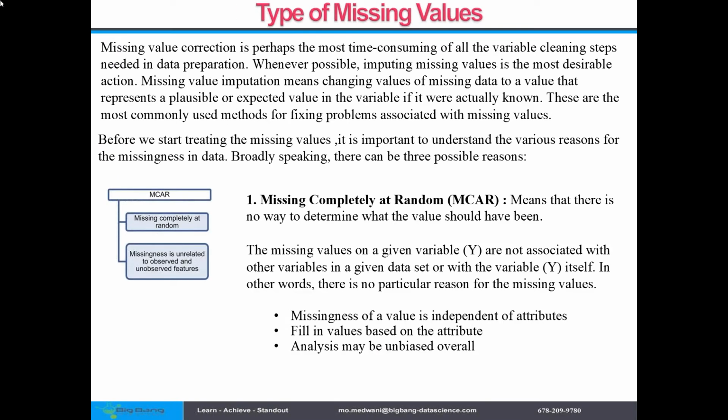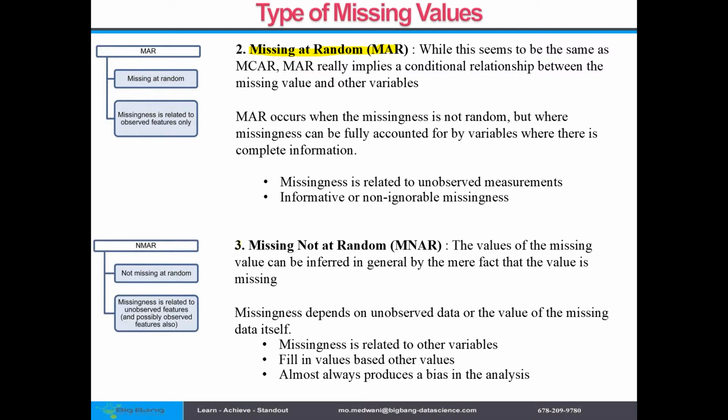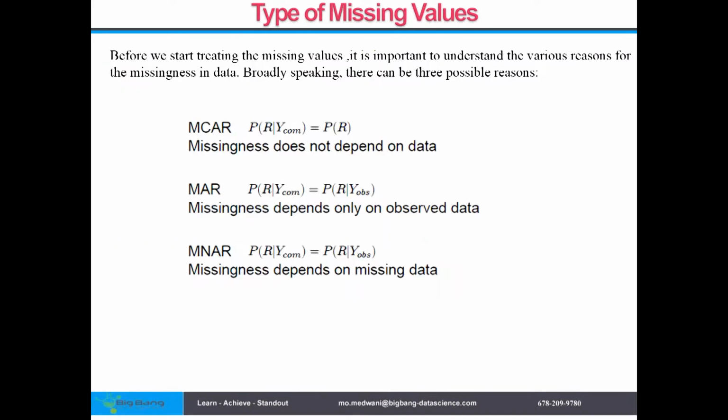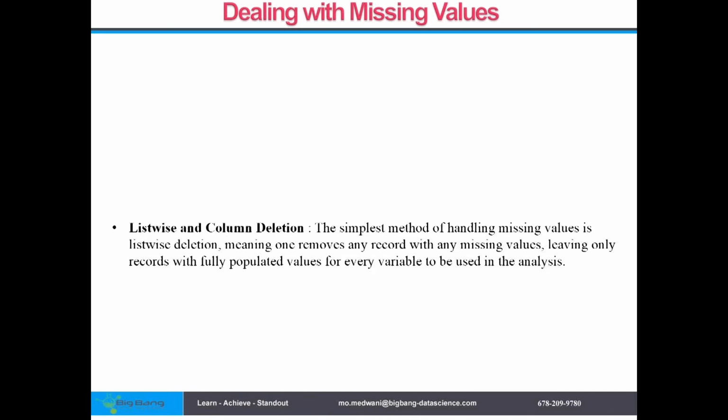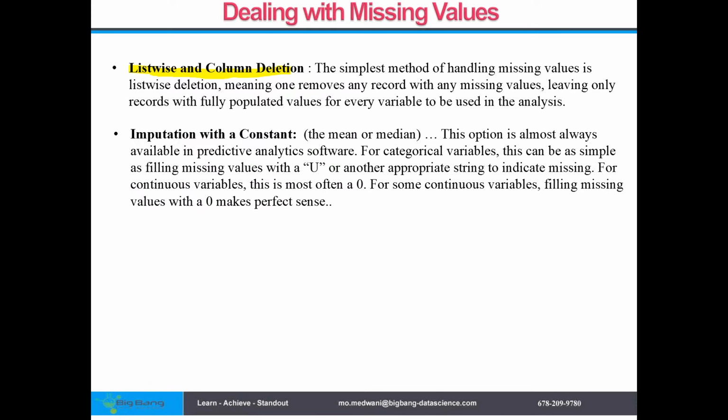We also talked about the types of missing values. We talked about MCAR, missing completely at random. Then we talked about MAR, missing at random, and NMAR, missing not at random. And we talked about a few things to do to handle these missing values. We could do listwise and column deletion. And we learned when we could delete a column or when we could delete a record.